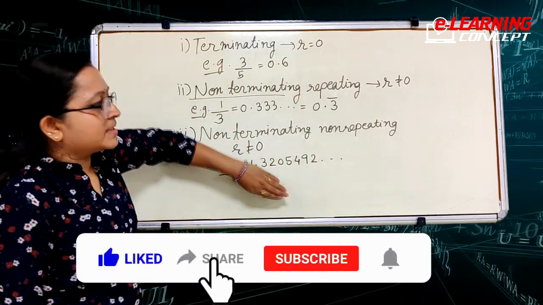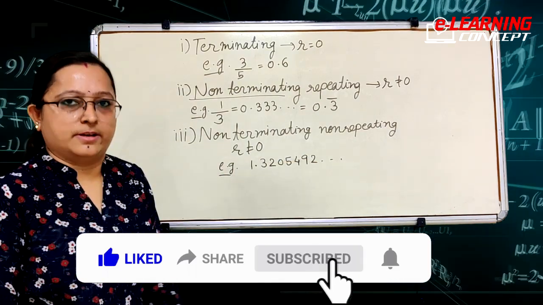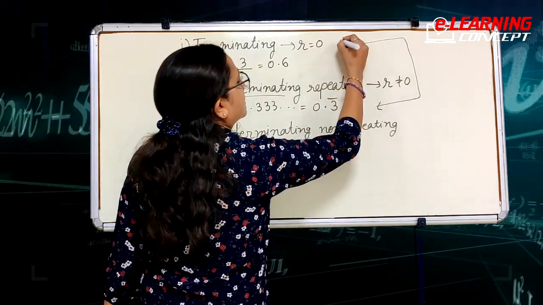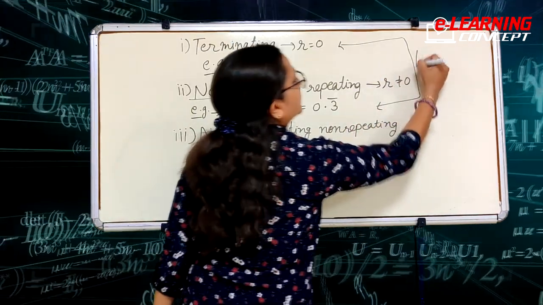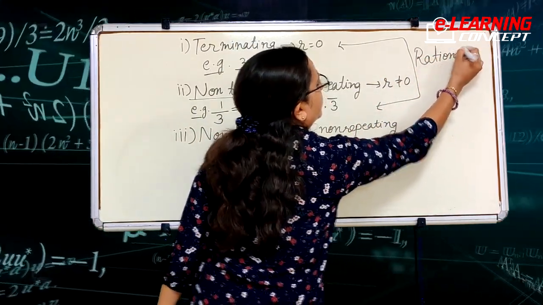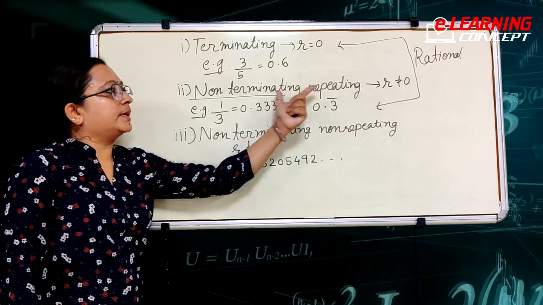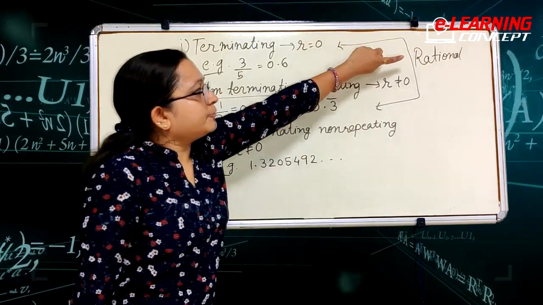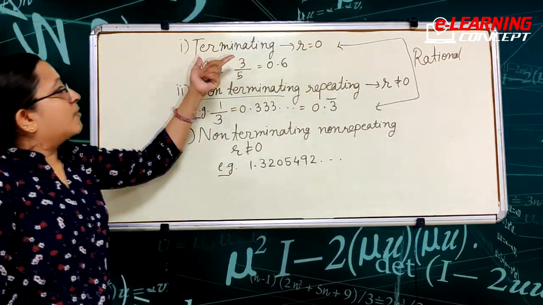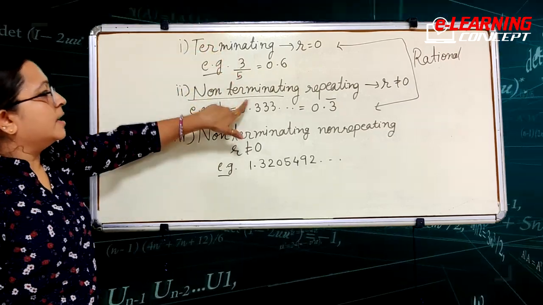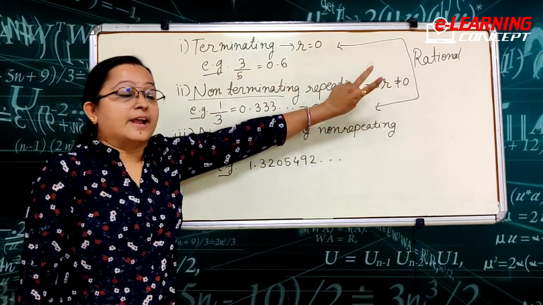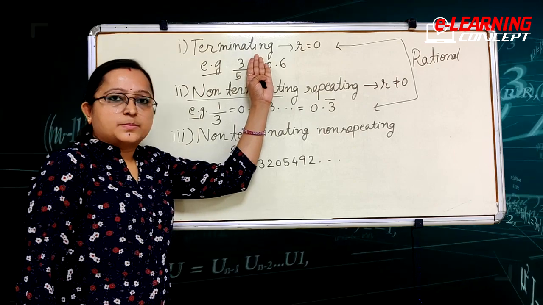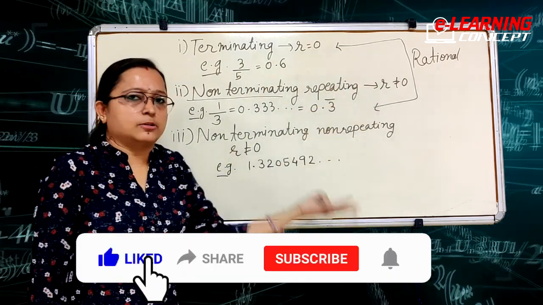Now how are these expansions related to rational numbers and irrational numbers? If the number is rational, you will have either a terminating decimal expansion or a non-terminating repeating decimal expansion. Remember, very important, remember again, if the number is rational, then you can have either terminating decimal expansion or non-terminating repeating decimal expansion, and vice versa also. If you have any number having terminating decimal expansion, then it will be a rational number, that also you can write.